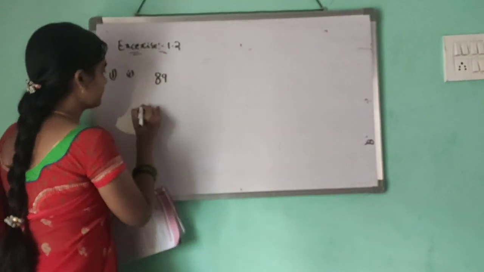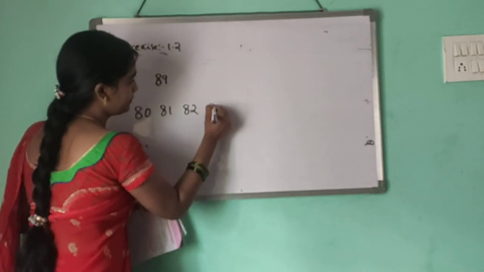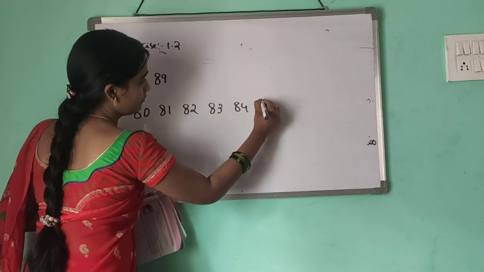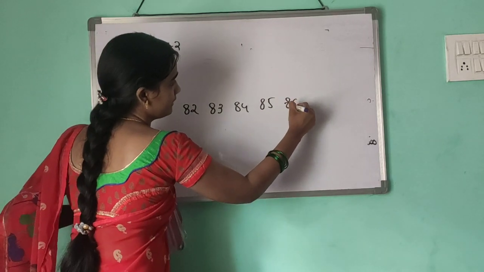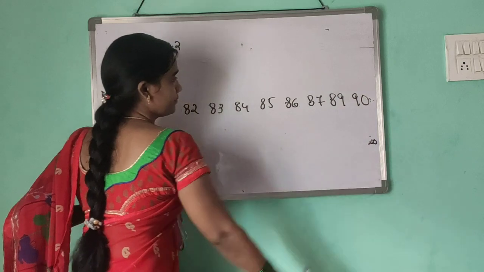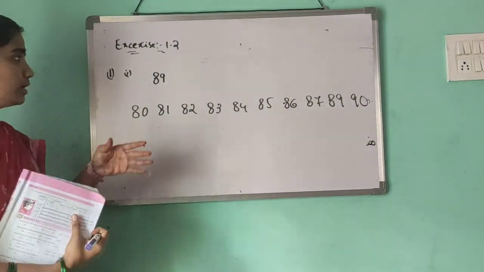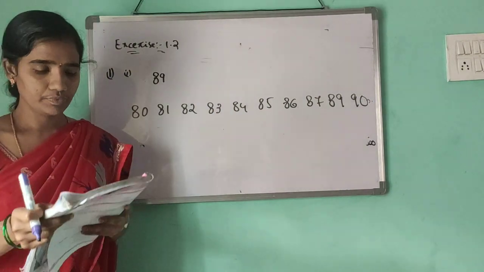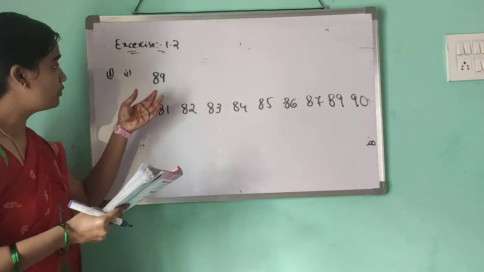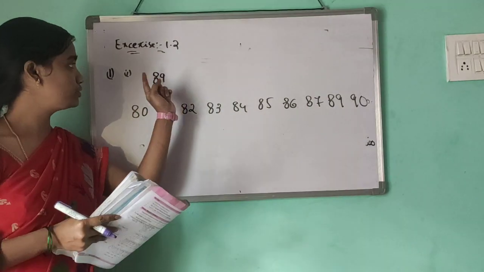See: 80, 81, 82, 83, 84, 85, 86, 87, 88, 89, 90. I am taking the numbers 80 to 90. 87 is there. How do we find the nearest number to the given number?